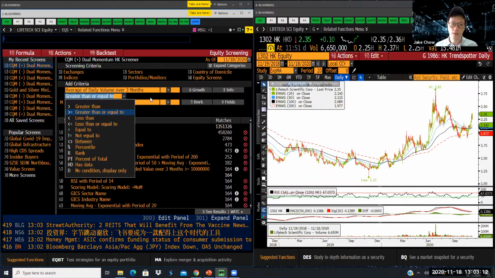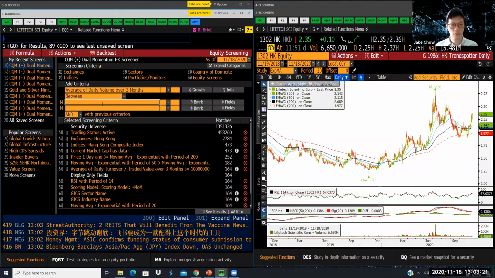This essentially is a lot of mathematical operators, right? You can say between a particular amount, say 100,000 to 1 million.